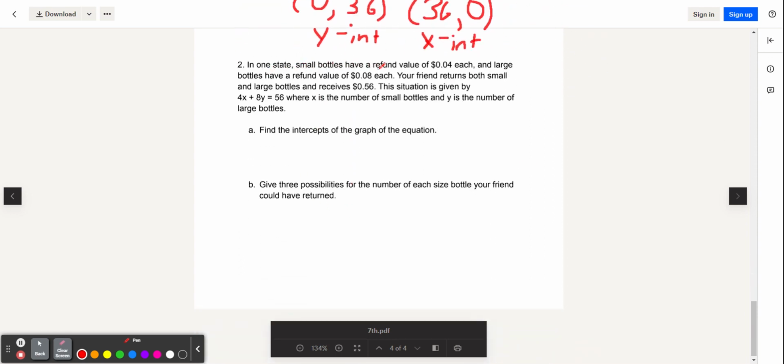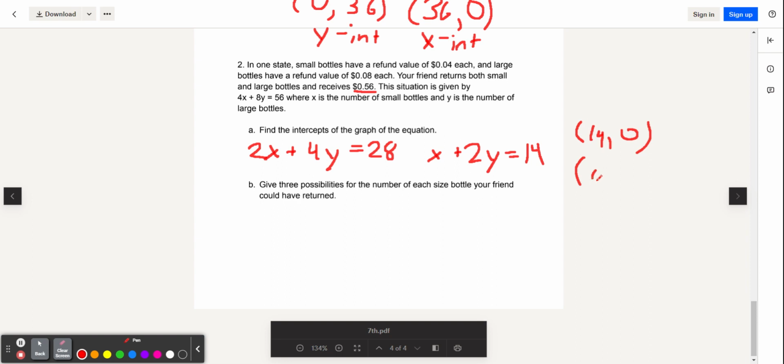In one state, small bottles have a refund of 4 cents each, and large bottles have double that. Your friend returns both types of bottles and receives 56 cents in total. They give us the equation, and we find the intercepts. We can simplify by dividing everything by 2, and we can actually divide again by 2. Our simplified version. And then, what's our x-intercept? Plug in 0 for y to get 14. And then plug in 0 for x to get 7.